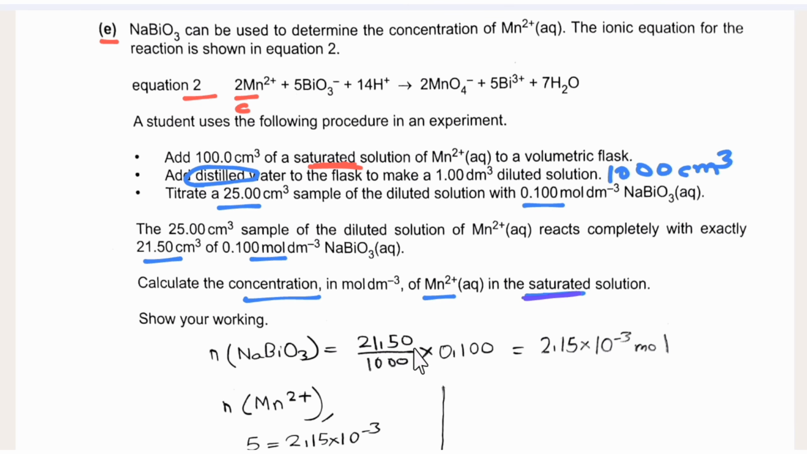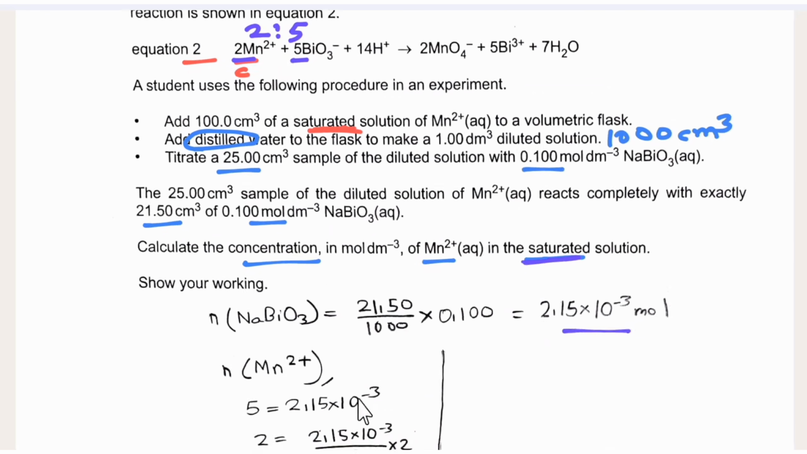Number of moles is equal to volume into concentration, and we have the volume and its concentration. So this is the number of moles. And so what is the number of moles of Mn2+? As the ratio of NaBiO3, that is BiO3 minus, and Mn2+ is 2:5, that means for 5 moles of BiO3 we get this much.